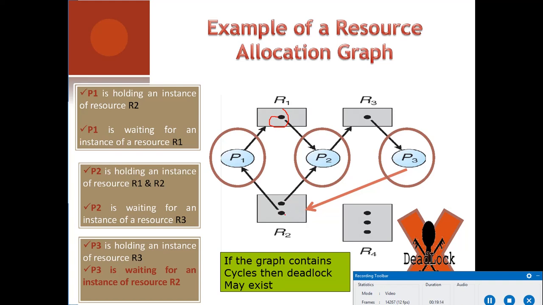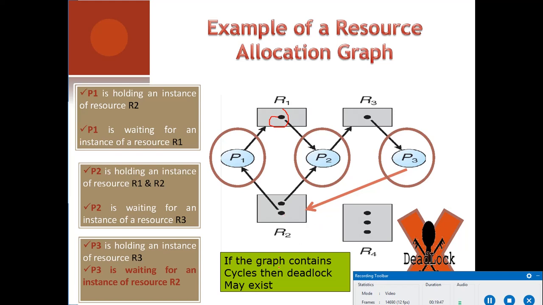instances is free. So in this case, processes P1, P2 and P3, all three processes are deadlocked because P1 is waiting for the resource R1, which is held by the process P2. Then P2 is waiting for the resource R3, which is held by the process P3, and P3 is waiting for the resource R2, which is held by the process P2. Hence, this is a deadlock condition.